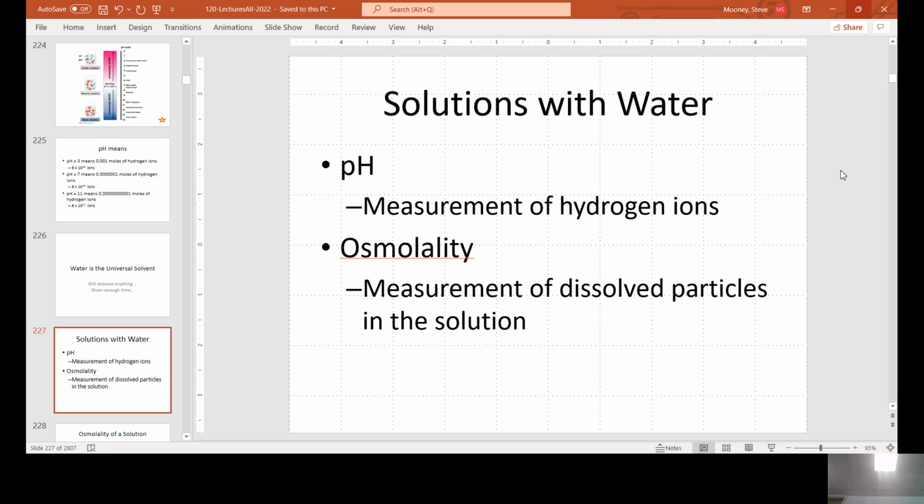O-S-M-O-L-A-L-I-T-Y. Osmolality or osmolarity, either one of those in class, is the measurement of dissolved particles in a solution. So what is present in that solvent of water and how much is there? We measure that again on a molar basis. So molar or moles is kind of a root word in there.